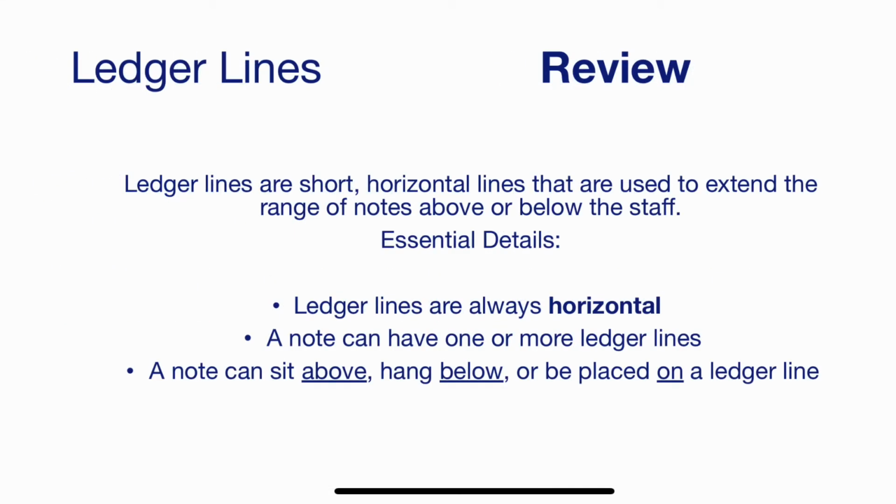To review, ledger lines are short, horizontal lines that are used to extend the range of notes either above or below the staff. Ledger lines are always horizontal. A note can have 1 or more ledger lines, and a note can either sit above, hang below, or be placed on a ledger line.